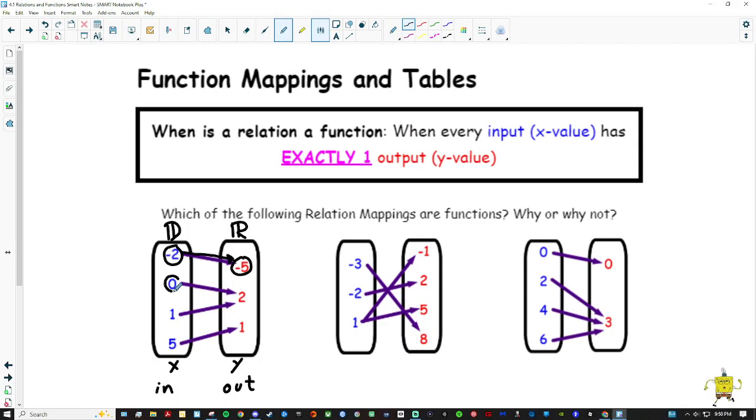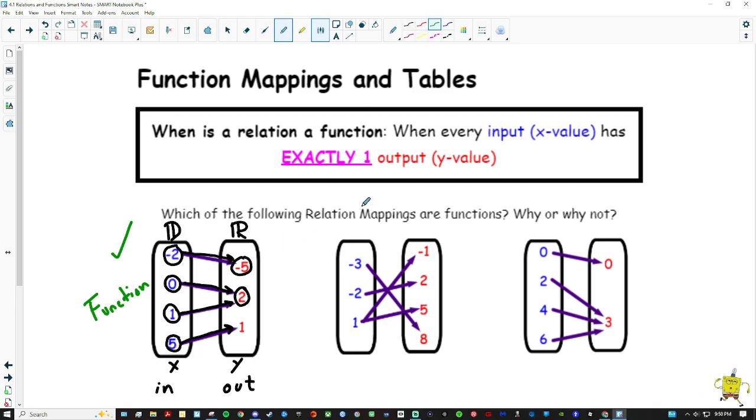When I plug in 0, the only number that comes out is 2. When I plug in a 1, the only number that comes out is a 2. When I plug in a 5, the only output that comes out is 1. Every single input, every x value, only goes to one number in the output. That means this first mapping, ding, ding, ding, this is a function. Every input had one output.